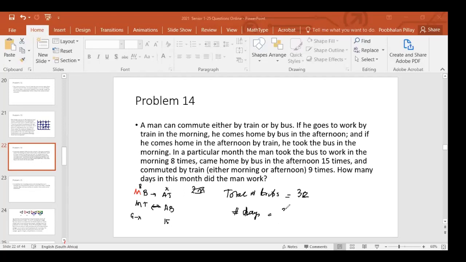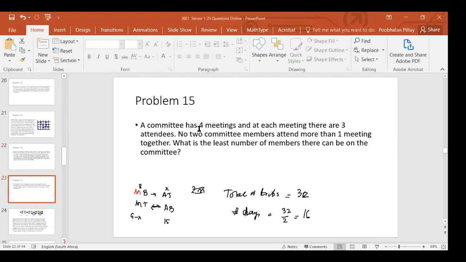So the number of days will have to be 32 over 2. Okay. Sorry, I got stuck there a little bit. So that is how you do that problem. So the answer is 16. Well, let's get to the next problem.